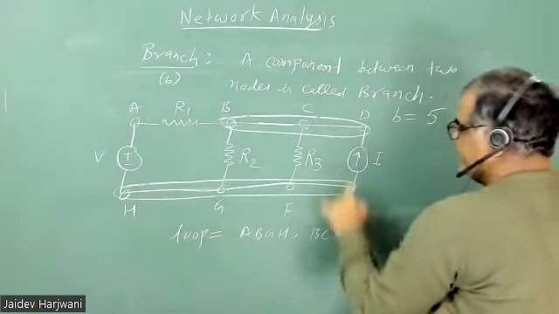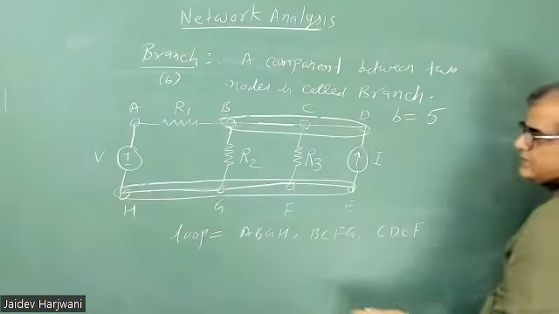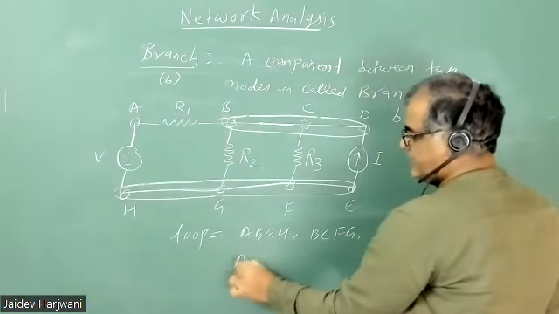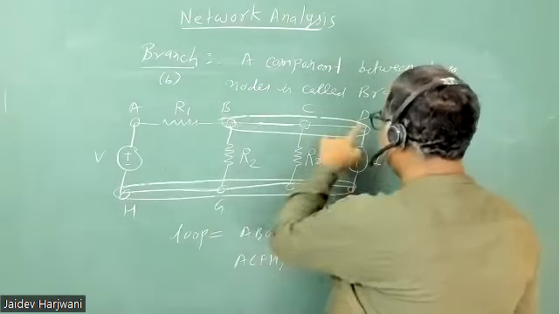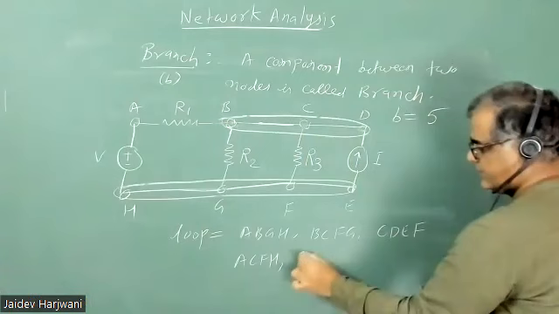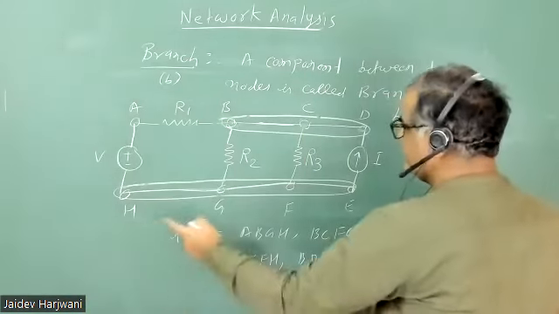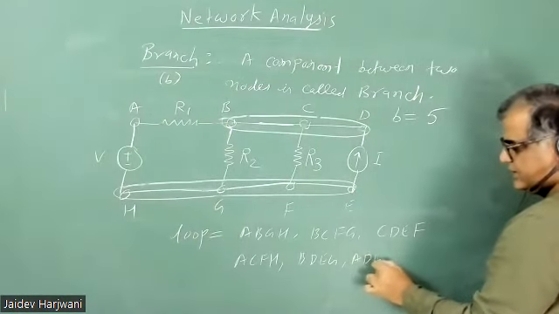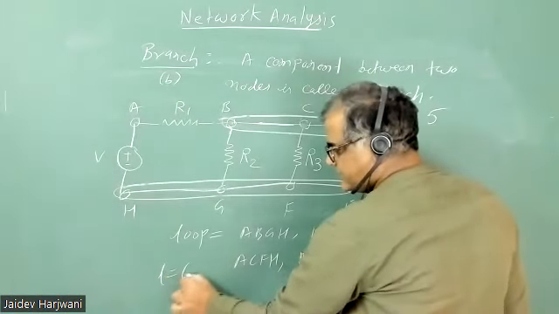Then you have C, D, E, F. Then you have A, C, F, H. Then you have B, D, E, G. And then finally you have a bigger one, A, D, E, H. So in the circuit, the total number of loops is 6.